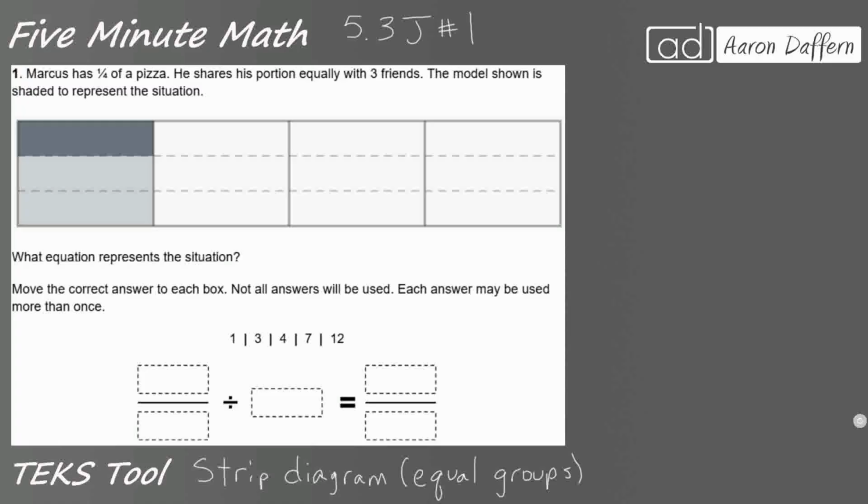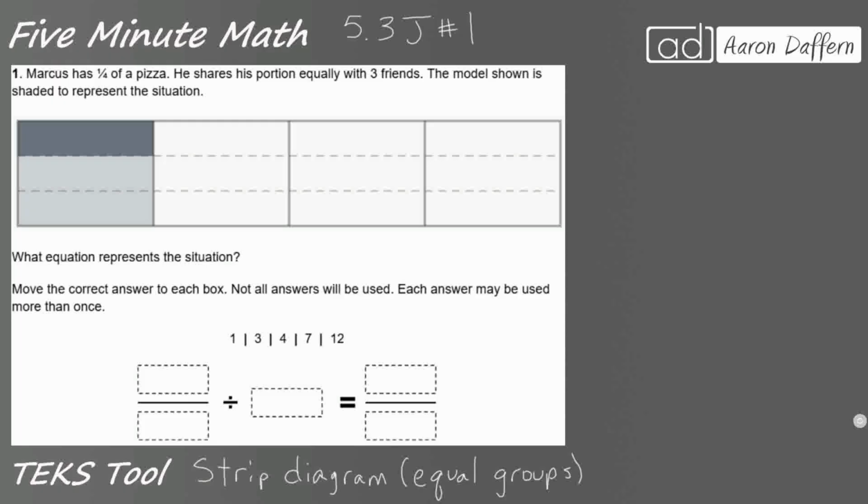We are working with equal groups with a problem related to TEKS 5.3J, and we will solve it in 5 minutes or less. If you haven't done so already, please go ahead and take a moment to pause the video, work this problem out on your own, unpause it, and we will look at our answers together.